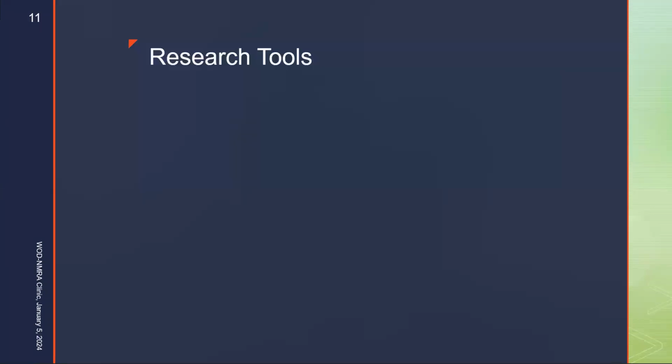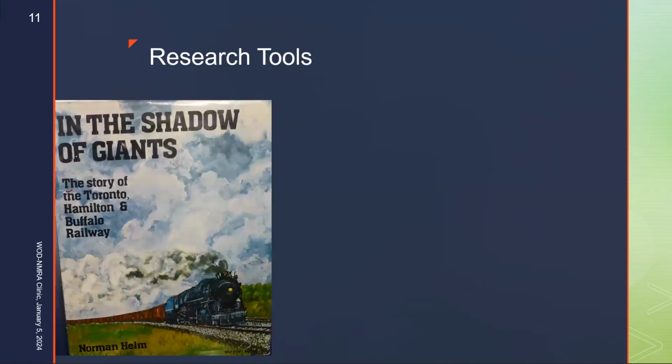Those who are doing freelancing, I think, probably need to do some kind of a substitute for those of us who are modeling the prototype. This is probably the main Bible if you're modeling the Toronto, Hamilton, and Buffalo Railroad, the Norman Helm book, now long out of print. But I was fortunate enough to get 2 copies of the book over the years.